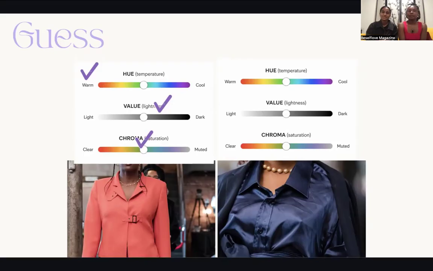So as you can see, it is a warm color because you can see the undertones are more orangey, more yellow. It's not dark, it's not light, it's somewhere in the middle. And is it clear or is it muted? You can't really say. Whereas the one on the right, you could clearly tell that it's a clear color. It's a crisp blue. But the orange, not so much.